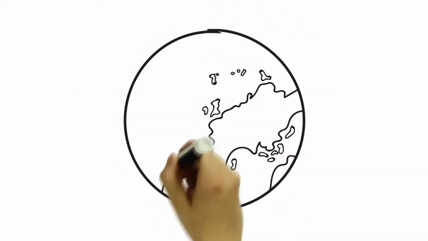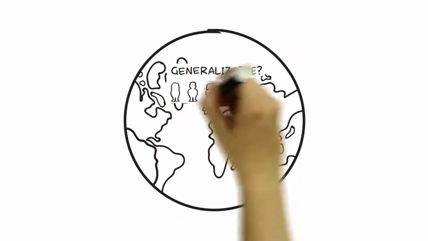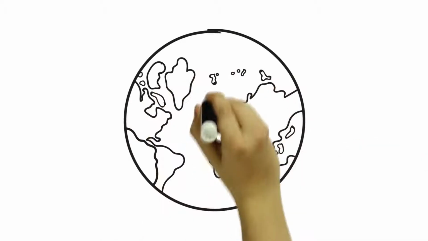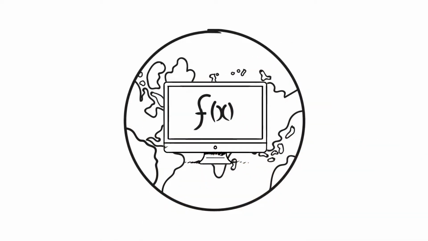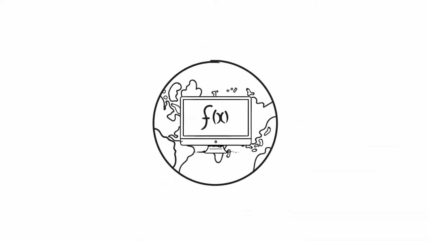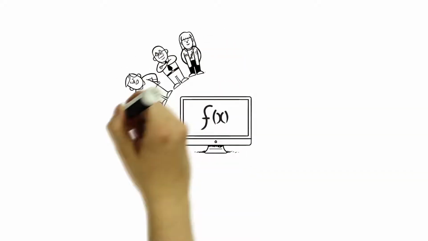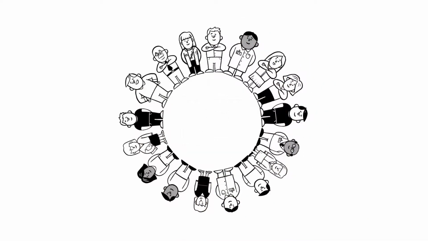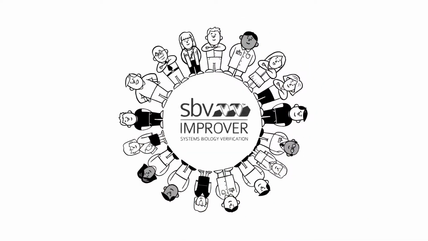Extracting good and generalizable signatures isn't easy. Many claim to have found good signatures, but few are approved and used in practice. In fact, scientists assessing their own method often conclude it's the best one. That's why the scientific community needs ways to independently verify methods and results. The SBV Improver project allows this independent assessment by building scientific challenges for methods benchmarking.